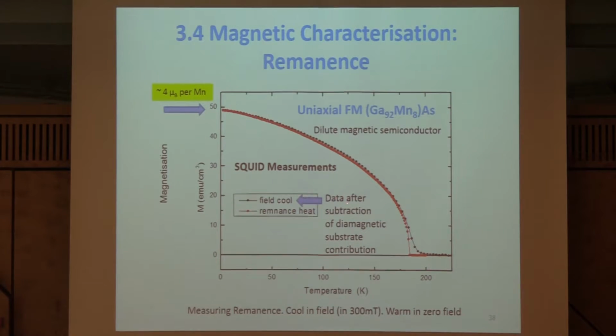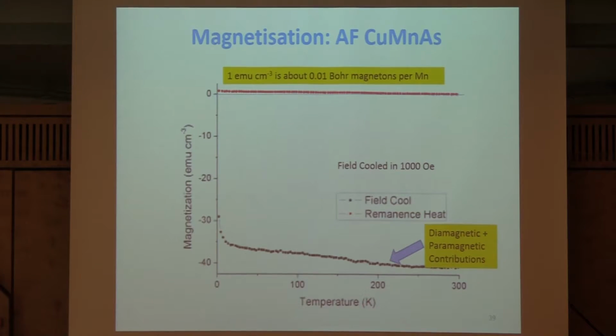Having said that, the field cool data has something subtracted off it, because you're going to have some thin film of your material of interest on a substrate. So your thin film is like 10, 20 nanometers, but your substrate is going to be more like 0.5 millimeters. So the diamagnetic response of the substrate always has to be allowed for.